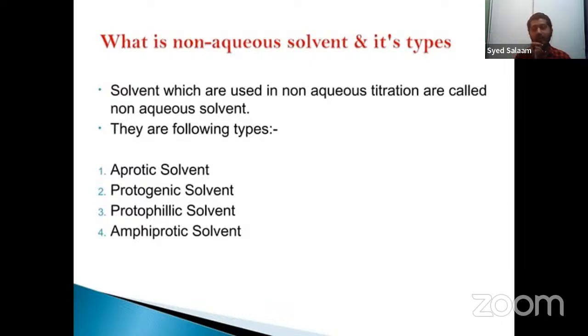The non-aqueous solvents we use are again of different types. What are the various types of non-aqueous solvents seen in non-aqueous titrations? First is aprotic, second is protogenic, third is protophilic, and fourth is amphiprotic solvents. These solvents are responsible for the leveling effect. Hence, weak acids and weak bases need to be leveled up to give a proper result, so based on that we use these non-aqueous solvents.